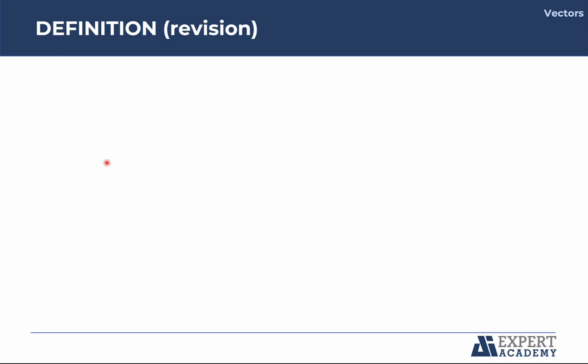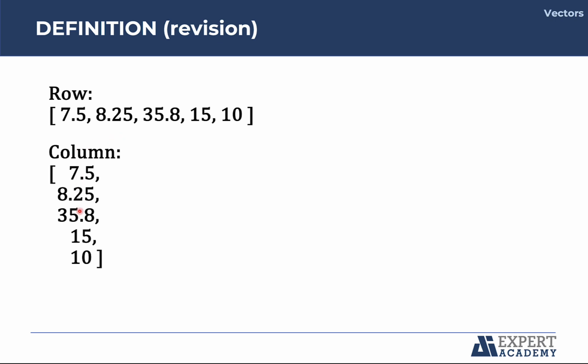Hello and welcome to this lecture where we are going to explore some of the main properties of vectors. Broadly speaking, vectors are linear collection of ordered scalars. For example, the coefficients of the restaurant equation can be represented as a vector. Vectors can be represented as a row or as a column.